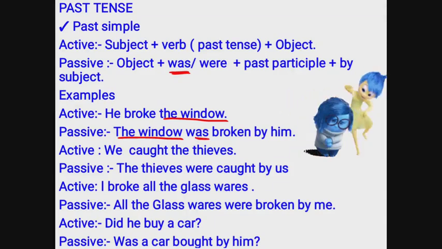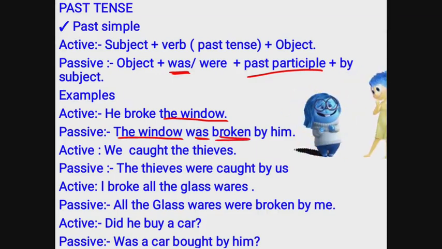So the window was. Now, next thing is to look for the past participle of broke. What is the past participle of broke? It's broken. The window was broken. Then it says you should add what? By the subject. By who? By your he becomes him. If you look at that table very well, your he becomes what? Him. So we have it as the window was broken by him.